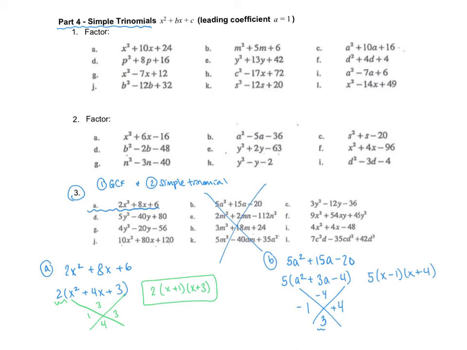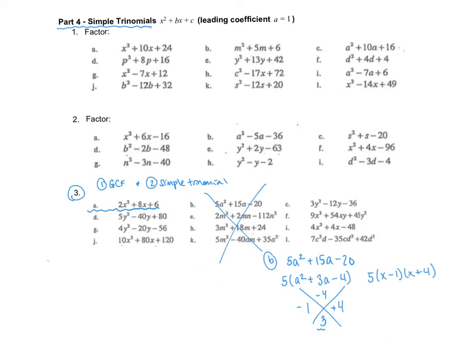Okay? Now let's do letter C together. In letter C, I have 3y squared minus 12y minus 36. All of this is divisible by 3. I'm going to divide a 3 out. So I'm left with y squared minus 4y minus 12.